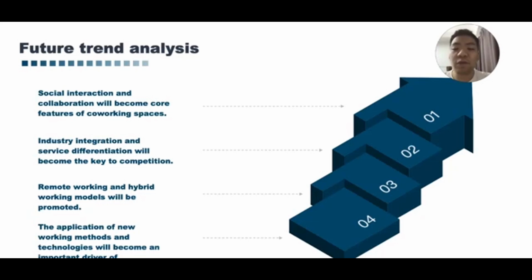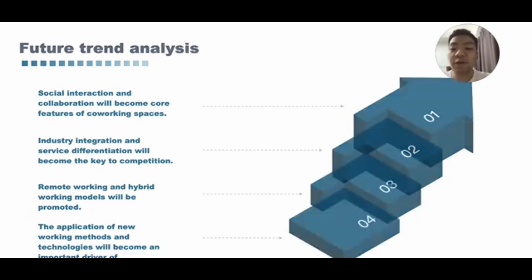The application of new working methods and techniques will become an important driver of development. The co-working space industry needs to continuously adapt to new working methods and technologies. The emergence of these trends will bring new opportunities and challenges to the shared office space industry. We need to pay close attention to market changes and adjust strategies to adapt to future development.